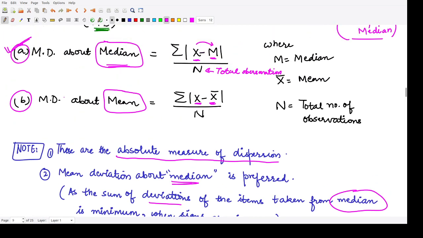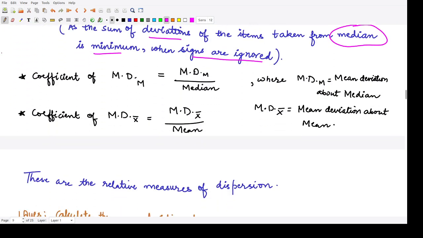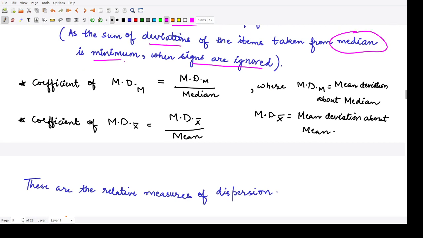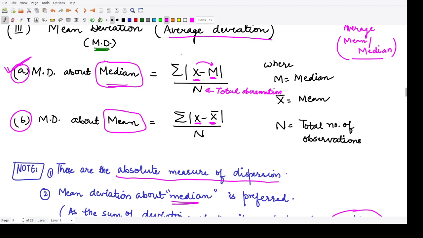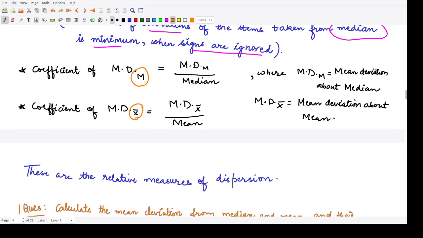So this is the absolute measure of dispersion that we have, mean deviation. Corresponding to this, the relative measure of dispersion is the coefficient of mean deviation. When you divide the obtained mean deviation, this whole quantity, by the median, that becomes the coefficient of mean deviation about median. And when you divide this mean deviation about mean by mean, you have the coefficient of mean deviation about mean. X bar denotes the mean and capital M denotes median, right? So this is the notation. These are the relative measures of dispersion.